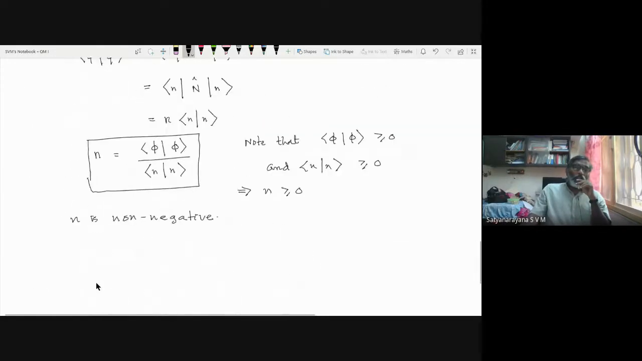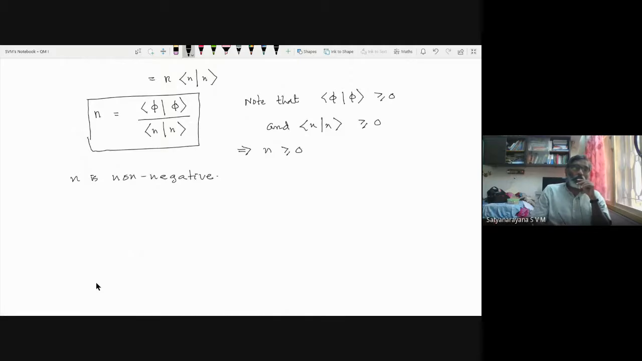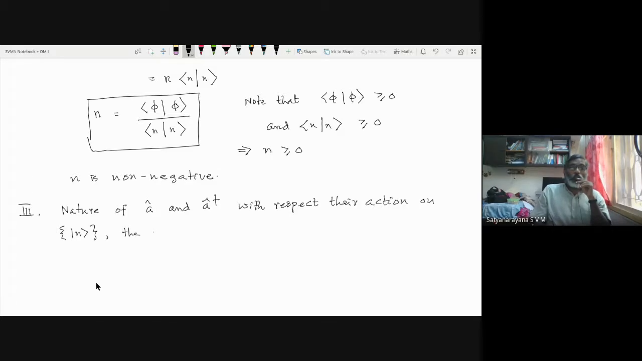Now let's try to understand the nature of these operators. Okay, so in our third step, let's try to understand the nature of A and A dagger with respect to their action on this set of states n. That is, the eigenstates of the number operator.